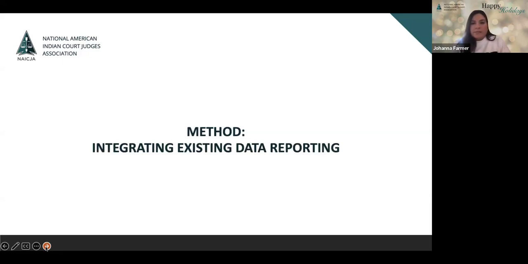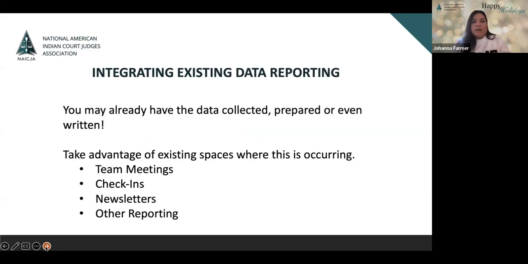So, integrating existing data reporting. You are already doing some data collection. You may already have it prepared, or even written. Utilizing existing data resources: if you have teams, check-ins, newsletters, maybe you're reporting for other grants that you can utilize.